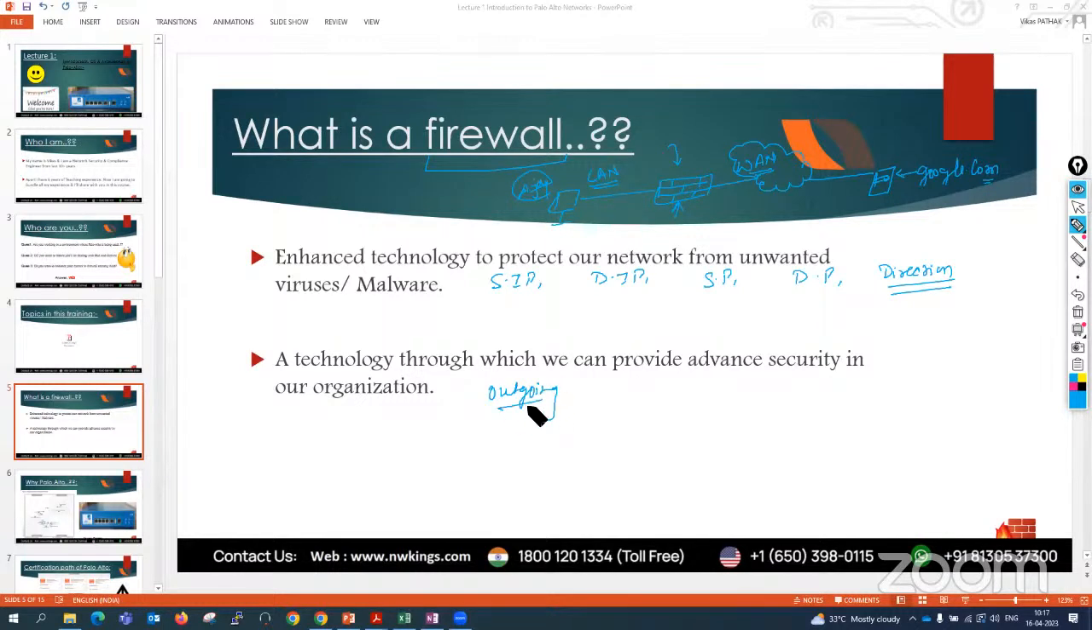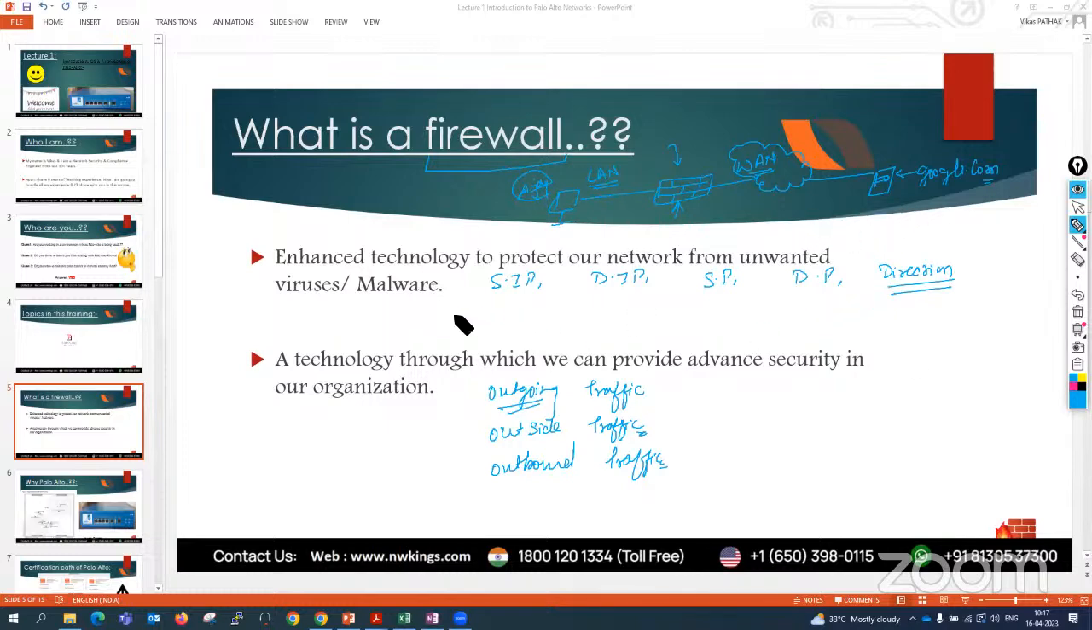Outgoing traffic, or outside traffic. Multiple names are there. Whatever you feel comfortable with, you can take it. Or you can say outbound traffic. Okay. Now, when Ajay initiates the traffic, it will be outbound.